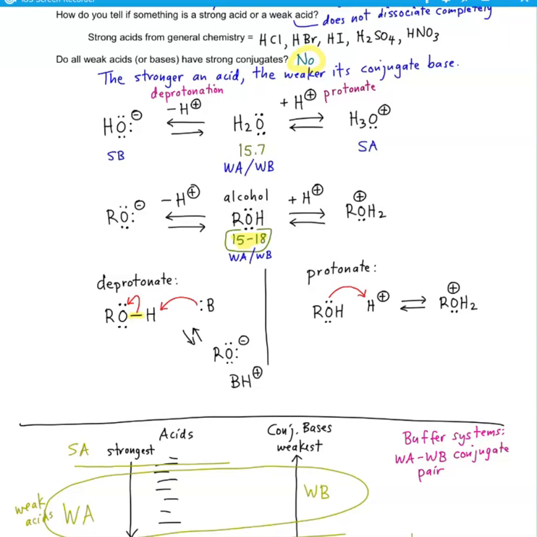Now we can extrapolate what we saw with the conjugates of water, its conjugate acid and its conjugate base, to the conjugates of an alcohol. Which means that ROH2 plus is a strong acid and RO minus is a strong base. RO minus, the conjugate base of an alcohol, has a special name. It's called an alkoxide ion. And that's a term that you should memorize. So we would call this an alkoxide or an alkoxide ion. You can use either of those terms.